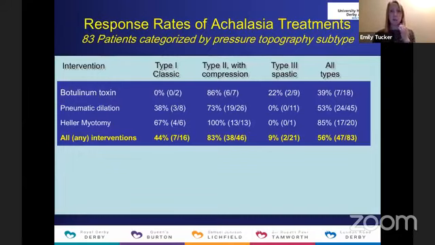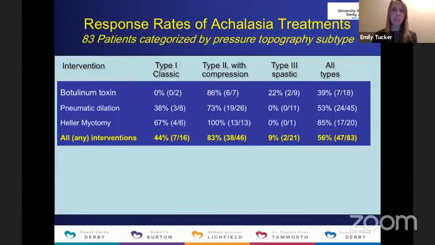And the next is myotomy, which is obviously that cut in the muscle layers to allow the lower esophageal sphincter to open, which can be done with a fundoplication, normally partial, at the same time as well.